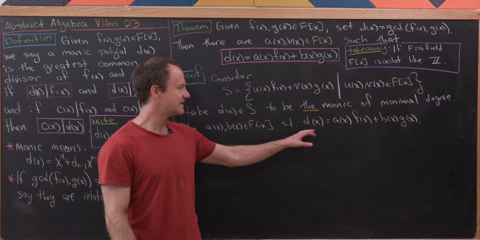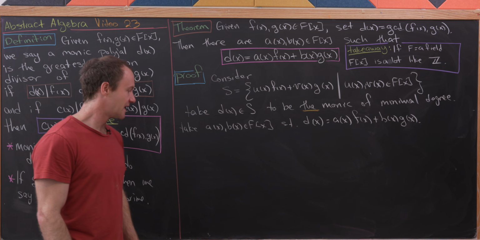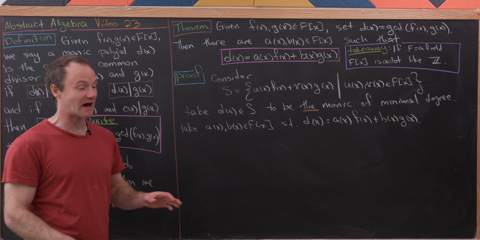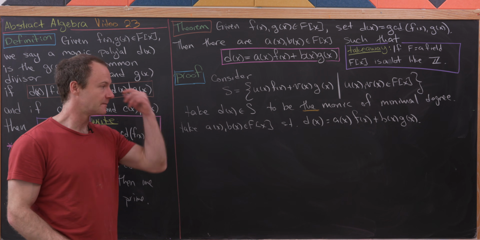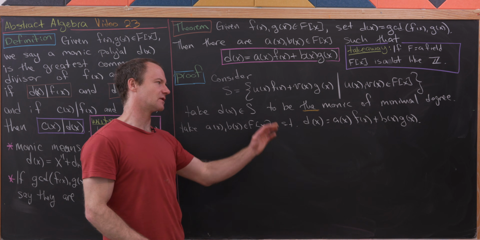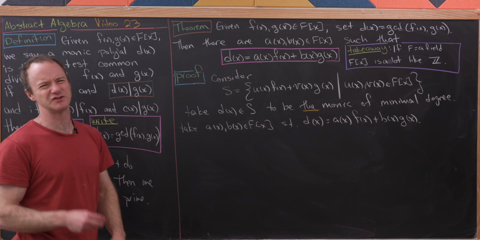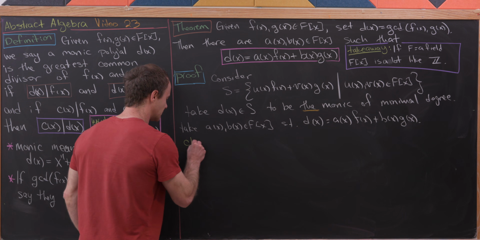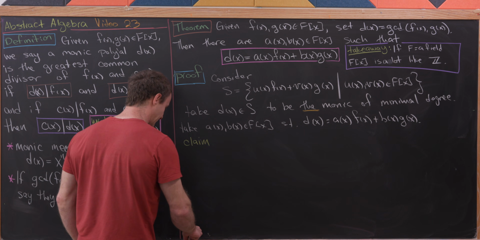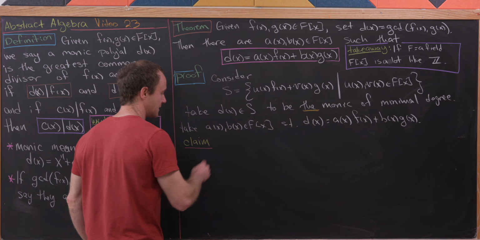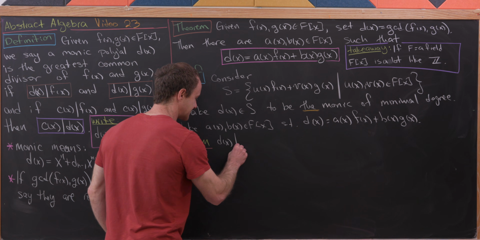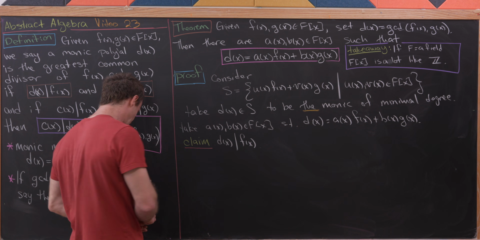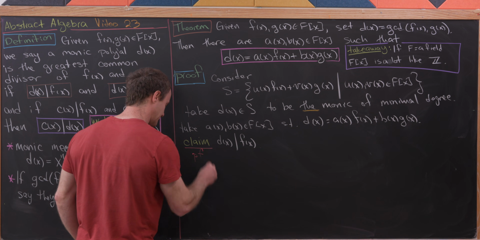So now we've got d of x in the appropriate form, and now we'd like to show that d is in fact a divisor of f. And then very, very similarly, we'll prove that it's a divisor of g, but it's so similar that we won't actually do anything for that. So like I said, we're going to look at the following claim, and that is that d of x divides f of x. Okay, so how might we prove this claim?